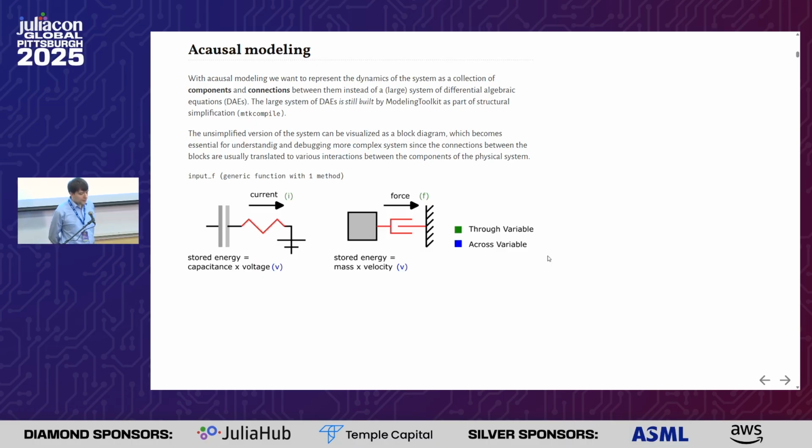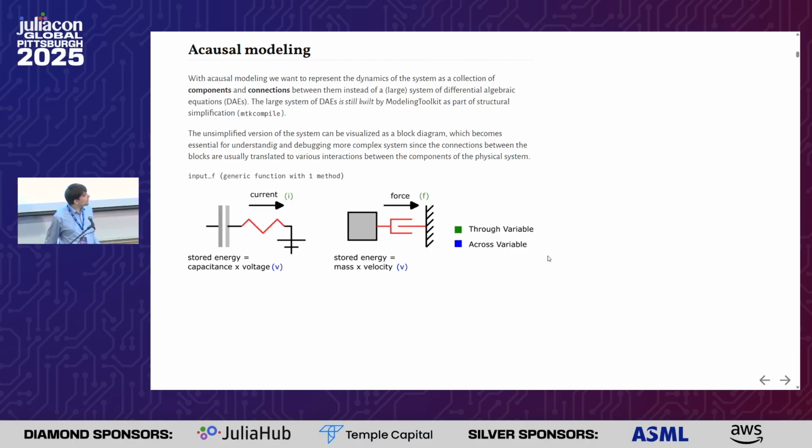In acausal modeling, we want to represent the dynamics of the system as collections of components and connections between them, instead of just working directly with a potentially large system of differential algebraic equations. The large system of differential algebraic equations is still there, and it's still being automatically built, but the main point is that we don't start with that. We don't write that by hand. This can be done in Julia with ModelingToolkit, and there have been several talks about ModelingToolkit already.